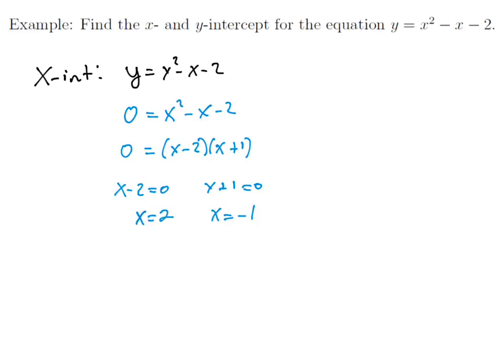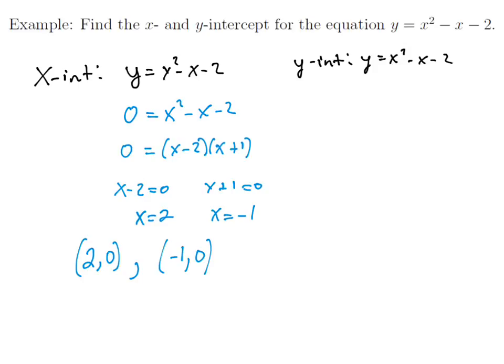So the x-intercepts, we'd like to write the x-intercepts as coordinates. So this first x-intercept will be (2, 0). The second will be (-1, 0). For this particular equation, finding the y-intercept is no problem. We're going to set x equal to 0. So y equals 0 squared minus 0 minus 2. We end up with y equal to negative 2. So the y-intercept, again, let's write this as a coordinate, and we would have a y-intercept of (0, -2).